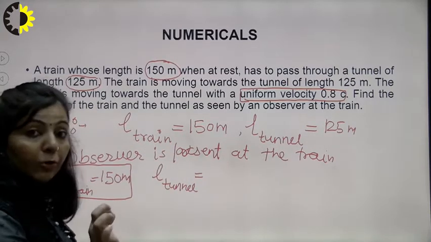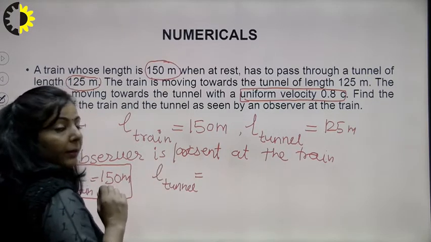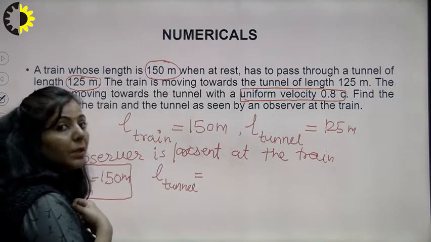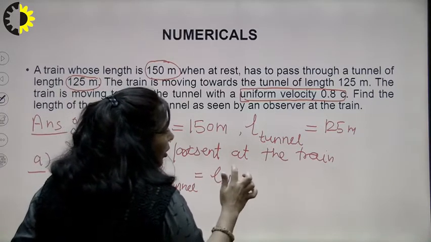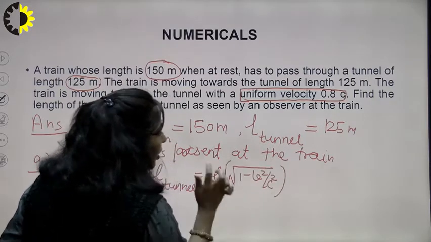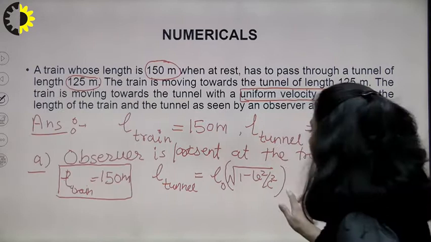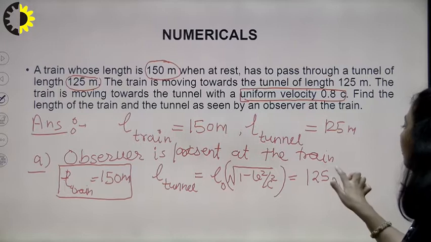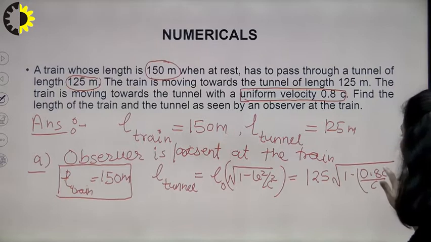So for the observer who is sitting in the train, the length of the tunnel will get contracted, because the train is moving with a uniform velocity of 0.8 c, which is comparable to c. It means the length of the tunnel is its original length times root of 1 minus v square upon c square. You know that this factor is because of this constant velocity of the train towards the tunnel. So what is the length of the tunnel when it was at rest?